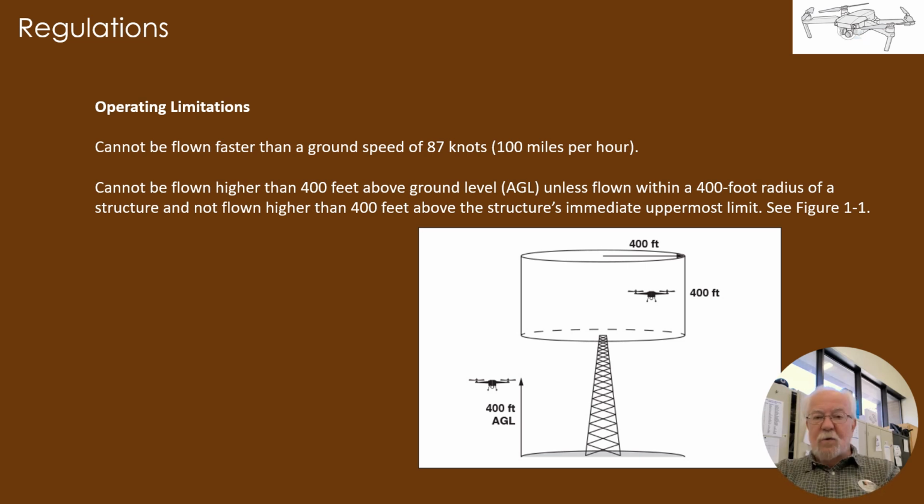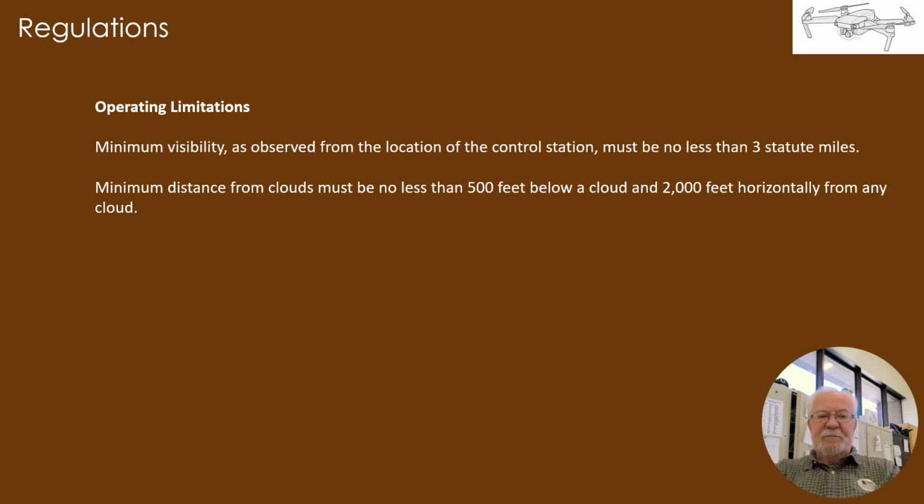You can't go any higher than 400 feet above ground level, unless flown within a 400-foot radius of a structure, and then you can only fly 400 feet above that structure. So the diagram is pretty accurate. You've got to have 3-mile visibility. You've got to be 500 feet below a cloud and 2,000 feet away from it. You cannot fly above clouds. You can't fly in clouds because you've got to have 3-mile visibility. There's a reasoning for that, but this is not about that. We're trying to pass the test here.